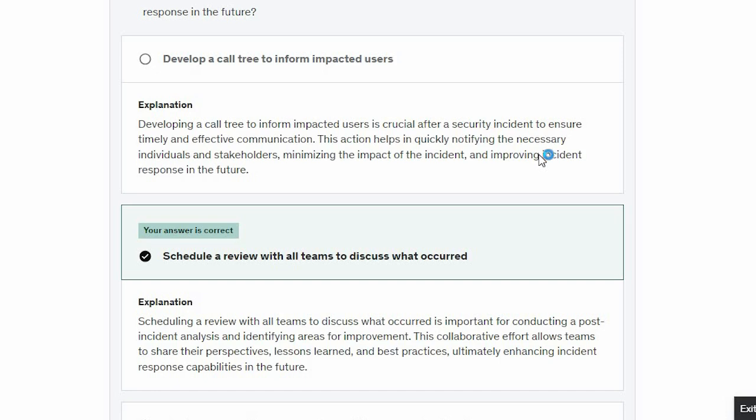Question number 5. Answer explanation. Answer number 1. Develop a call tree to inform impacted users. Developing a call tree to inform impacted users is crucial after a security incident to ensure timely and effective communication. This action helps in quickly notifying the necessary individuals and stakeholders, minimizing the impact of the incident and improving incident response in the future. But developing a call tree to inform impacted users is not the correct answer for this scenario.